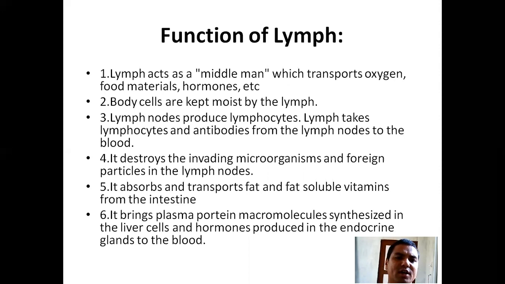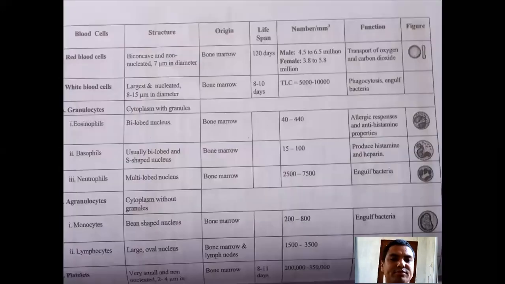Function of the lymph. Lymph acts as the middleman which transports oxygen, food materials, and hormones. Body cells are kept moist by the lymph. Lymph nodes produce lymphocytes. Lymph takes lymphocytes and antibodies from the lymph nodes to the blood. It destroys the invading microorganisms and foreign particles in the lymph nodes. It absorbs and transports fat and fat-soluble vitamins from the intestine. It brings plasma protein macromolecules synthesized in the liver cell, and hormones produced in the endocrine glands, to the blood.